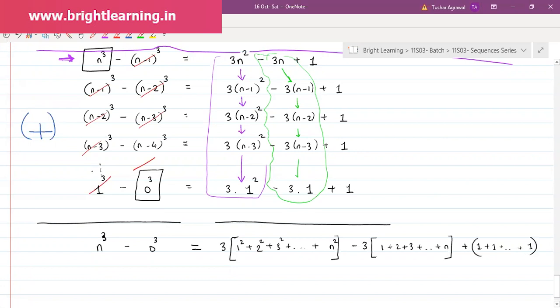Sir, how is it added n times? Because see, the last term here is 1 where my cursor is. Last is 1 and the first is n. 1, 2, 3, 4. If you count the vertical steps, it is 1 to n. That is, 1 plus 1 is counted n times.